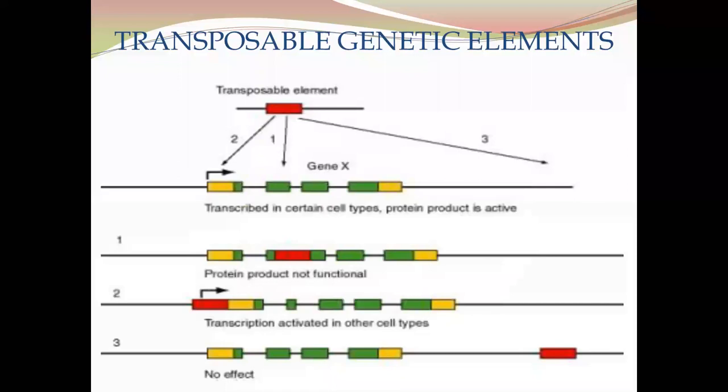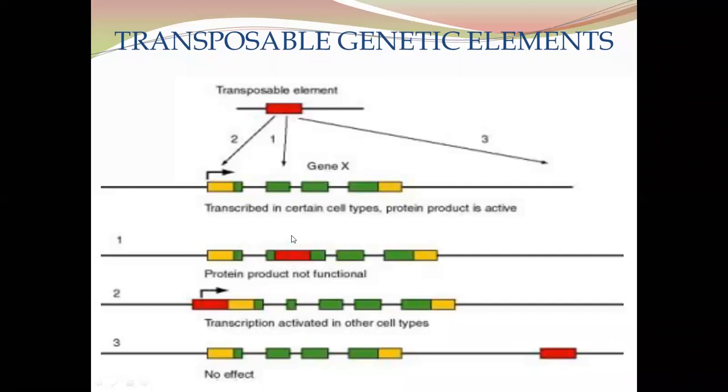Transposable genetic elements are also one cause of spontaneous mutations. A transposable element is shown here. It may be inserted into a DNA molecule, and due to the insertion of the transposable element, this segment of the DNA molecule is mutated. So transposable genetic elements are one of the causes of spontaneous mutations.